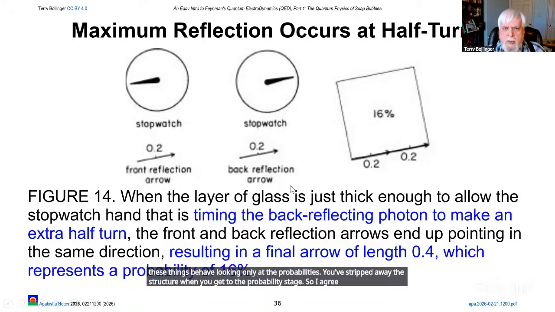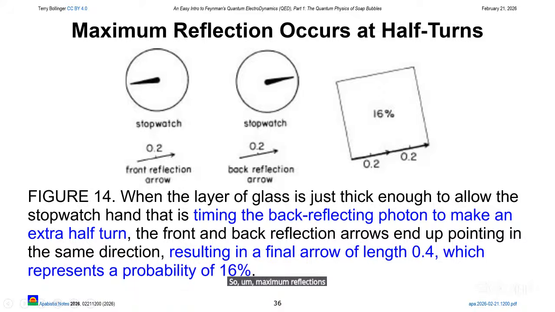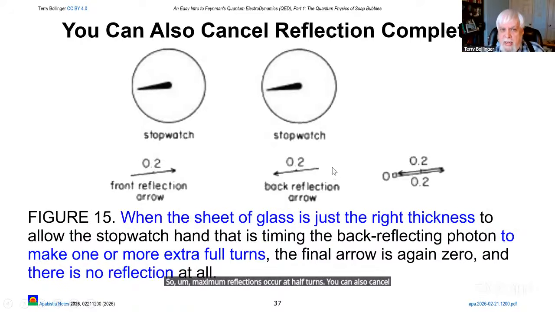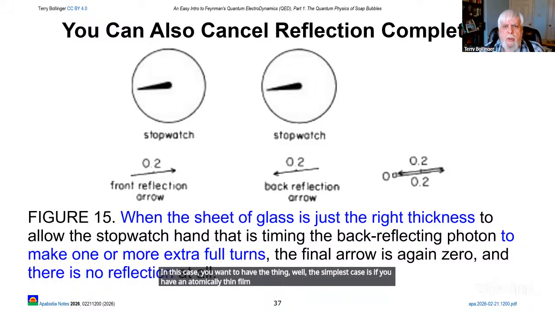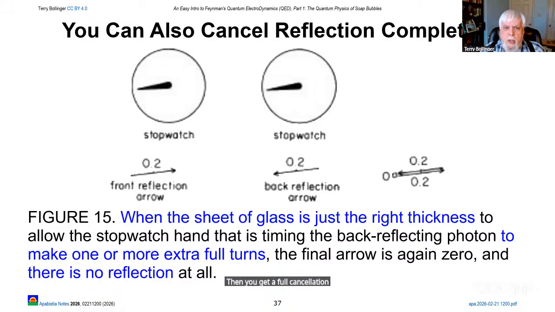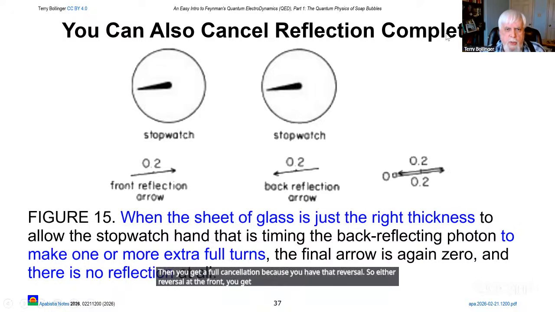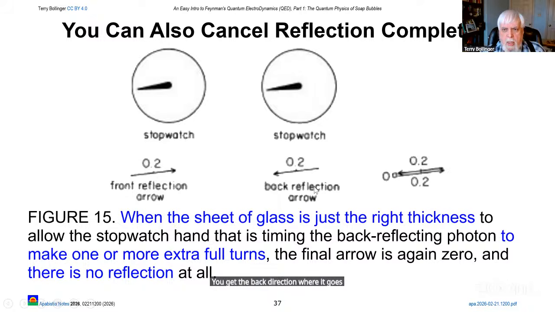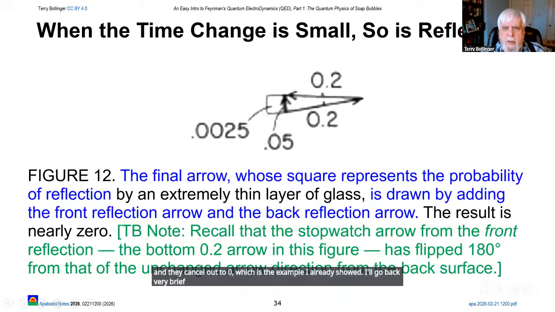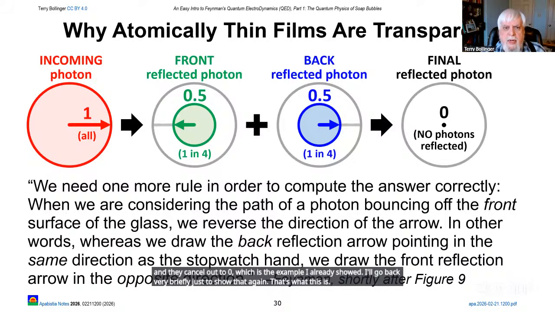So I agree completely. Maximum reflections occur at half turns. You can also cancel reflection completely. The simplest case is if you have an atomically thin film, then you get a full cancellation because you have that reversal. You have the reversal at the front, where it alters the direction of the amplitude, and you get the back direction where it goes this way. And they cancel out to 0, which is the example I already showed. I'll go back very briefly just to show that again. So for an amplitude of 0.5 in length, which is a 1 in 4 chance of a photon getting through, you get a complete reversal and you wind up with no photon. That's exactly what this one is talking about.